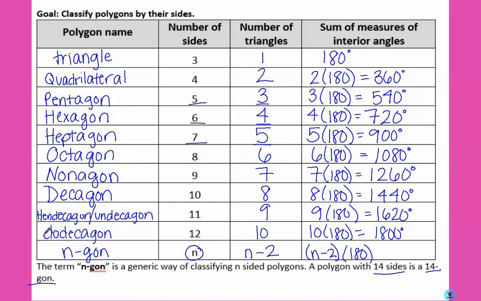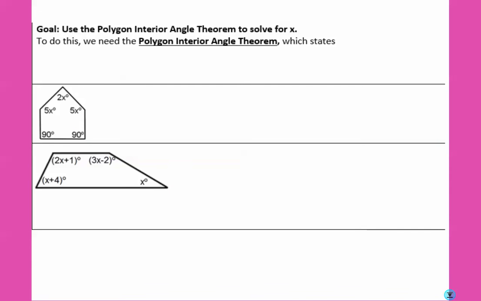So let's use this idea here. This idea is going to help us a lot. So, if we want to know the value of x in these two polygons, we're going to need to use the polygon interior angle theorem.